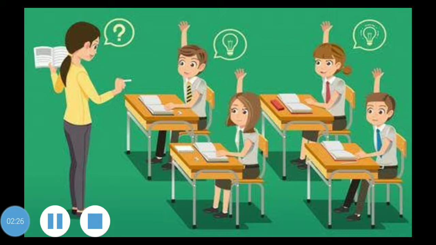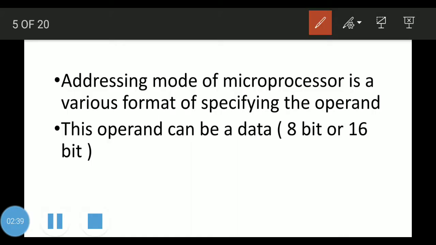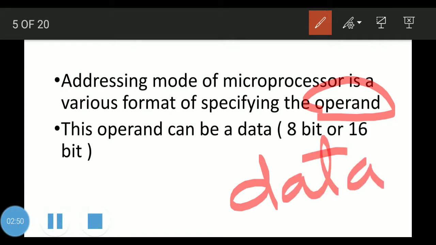Let us study this in a definition format. Addressing mode of a microprocessor is the various formats of specifying the operand. This operand is what? It is data. Addressing mode is the various formats of specifying it. Now the operand can be data that is either 8-bit or 16-bit. Listen carefully: the operand can be data that is 8-bit or 16-bit.